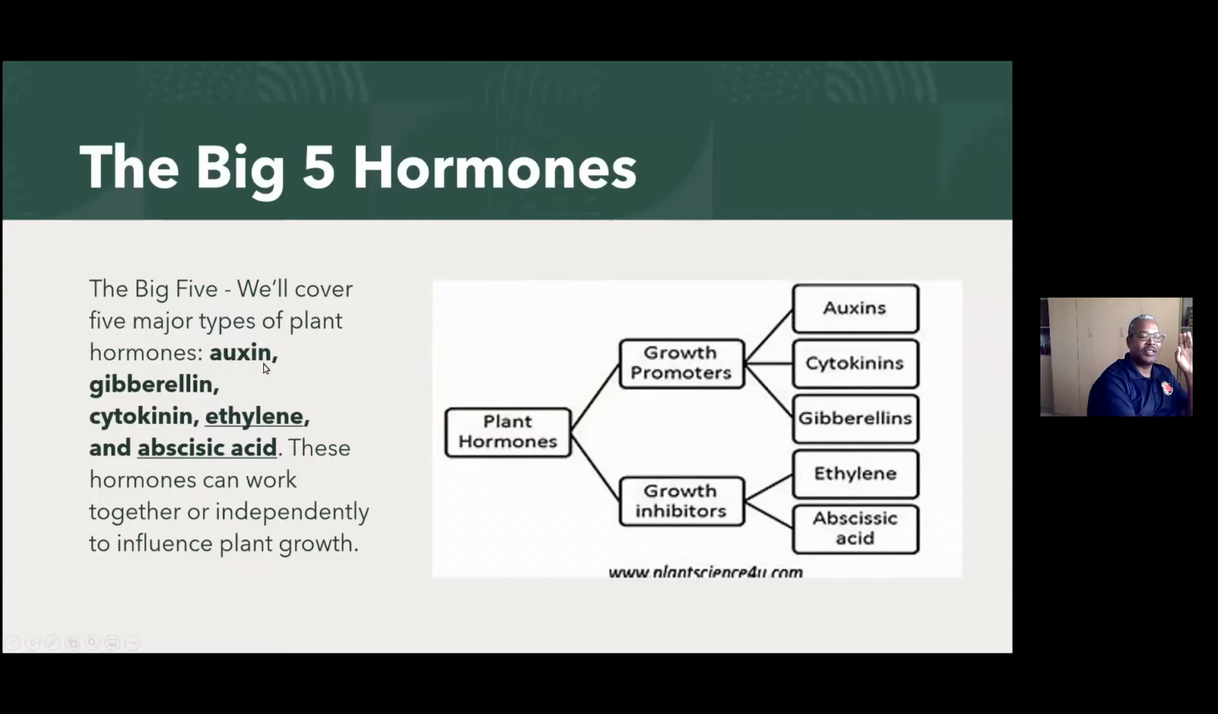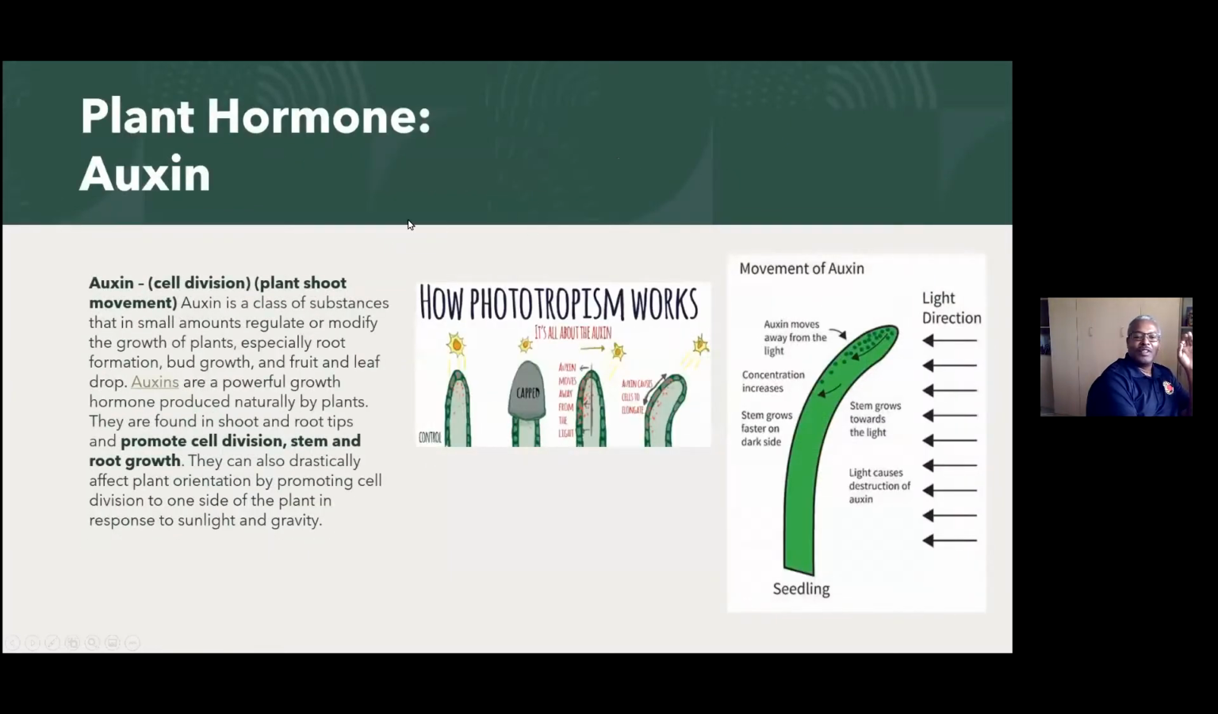They're called auxin, gibberellins, not giblets, Sam, gibberellins. Or gibberish, right? There's cytokinins, ethylene, and abscisic acid. Of the 5, 3 of them are growth promoters, and then you have growth inhibitors.